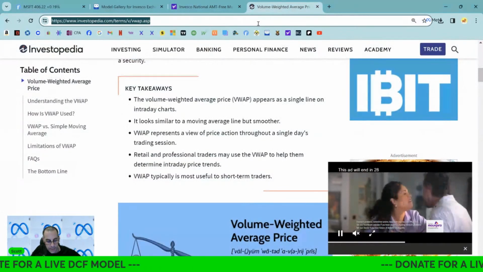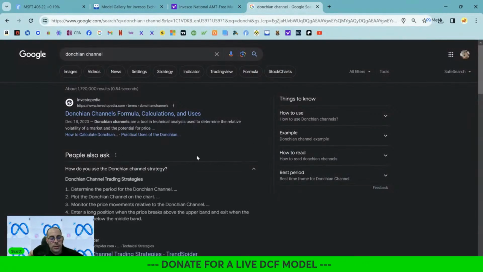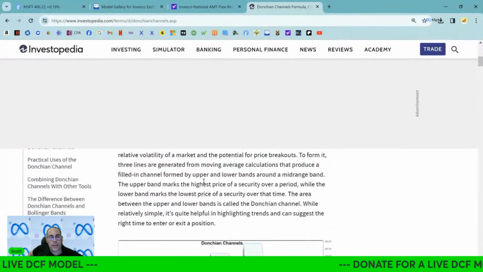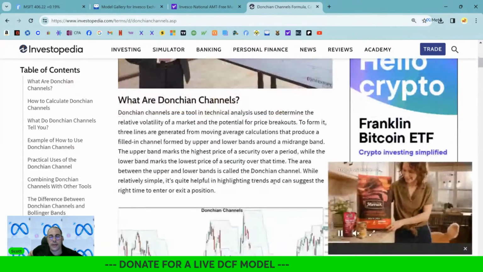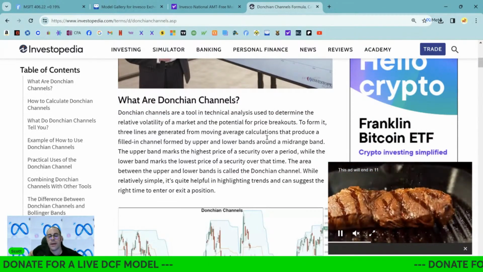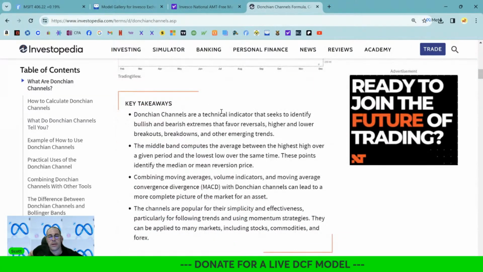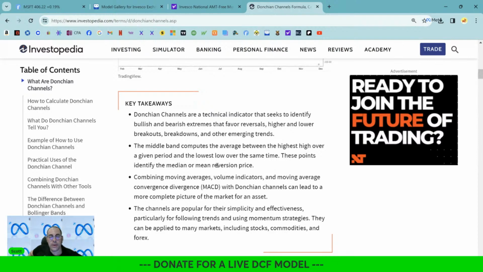Donchian channels. That looks like Bollinger Bands. How do you use Donchian channels? Determine a period. Donchian channels formula: determine the relative volatility of the market and the potential for breakouts to form. Three lines are generated from the moving average, so it's like Bollinger Bands. These technical indicators seek to identify bullish and bearish extremes that favor reversals and higher low breakouts. The middle band computes the average between the highest high over a given period and the lowest low, a median for mean reversion.